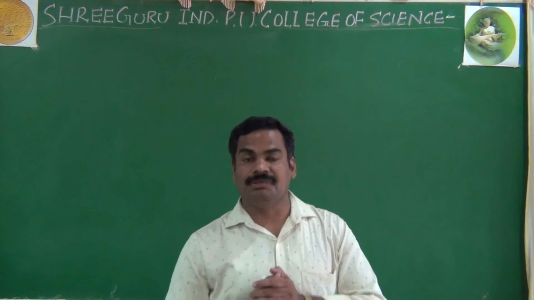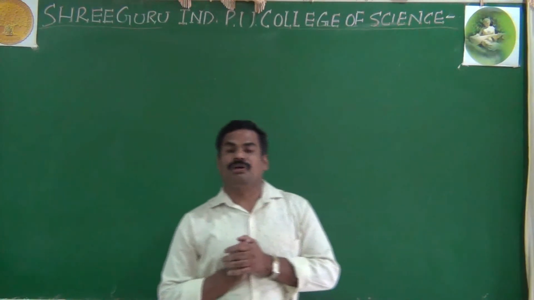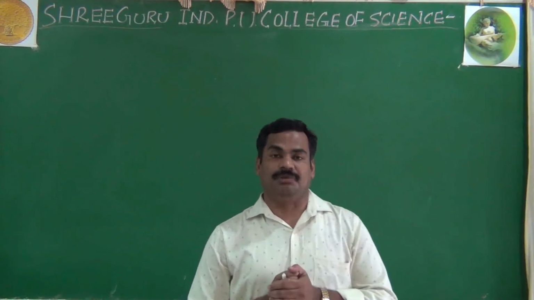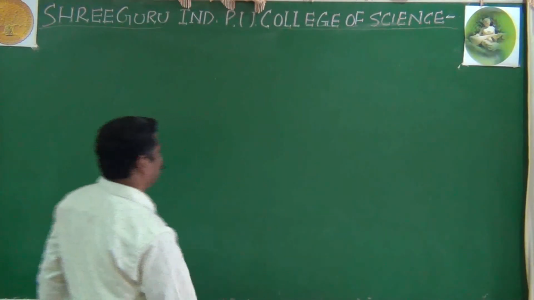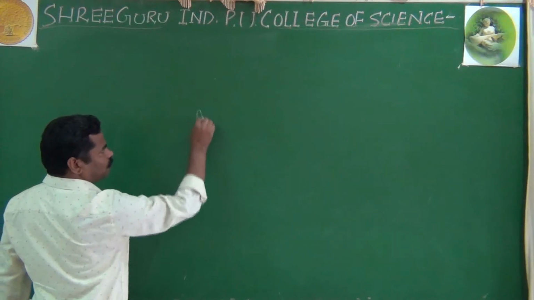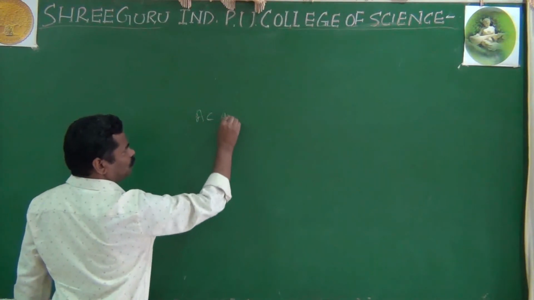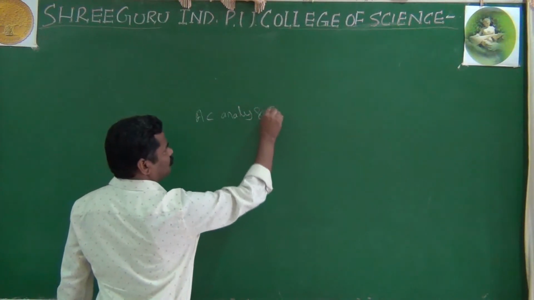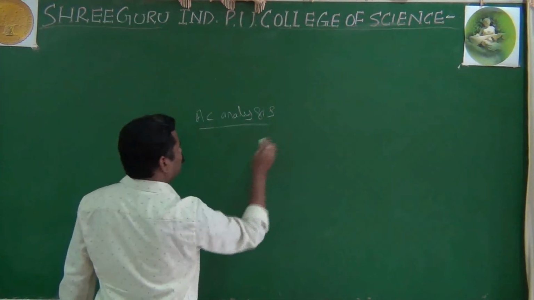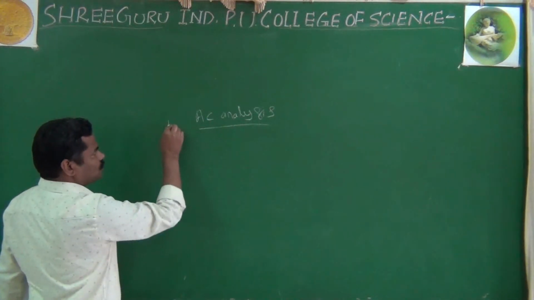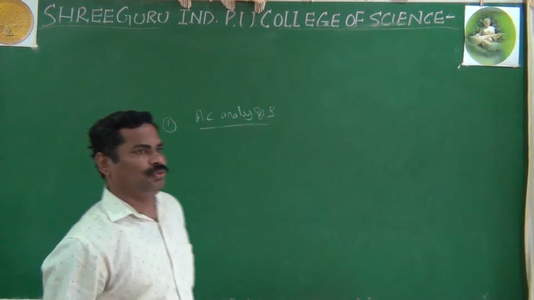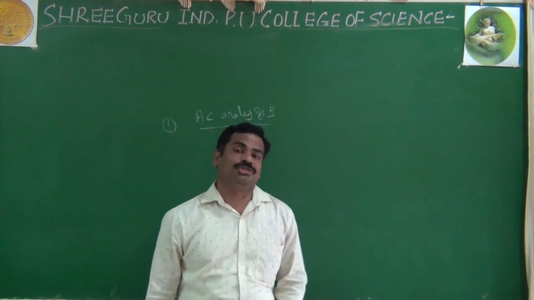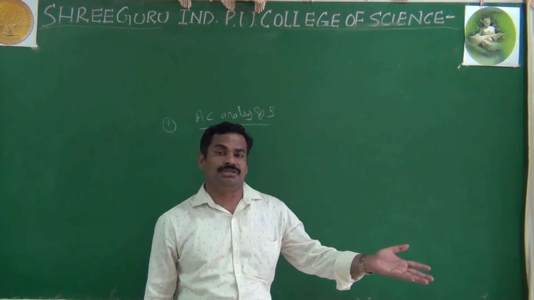In our exam, they ask a 2-mark question: write the conditions of AC analysis, or write the conditions of the AC equivalent circuit of a CE amplifier. To go for AC analysis, what are the 2 important conditions? If those conditions are satisfied, then only you can draw the AC equivalent circuit.